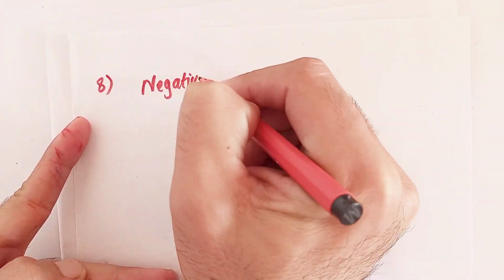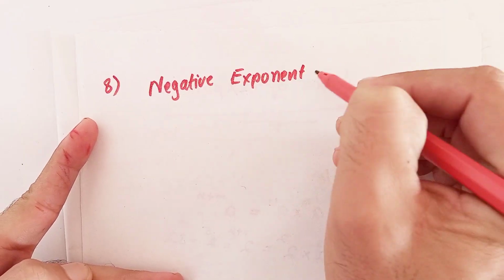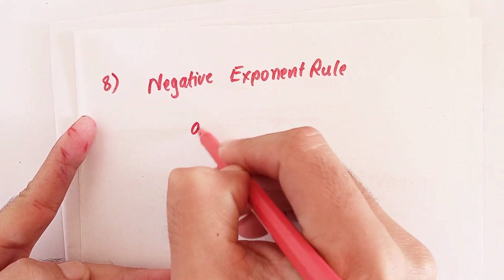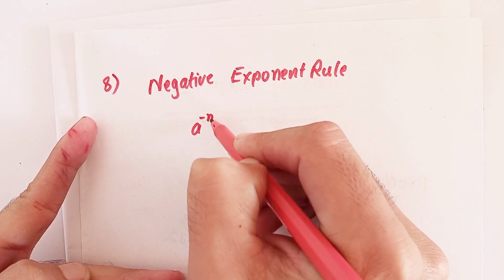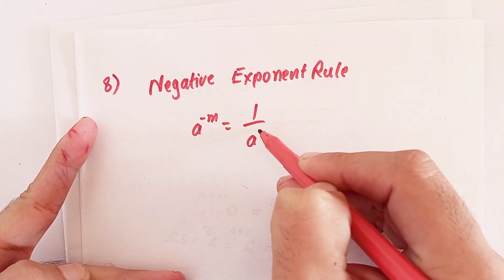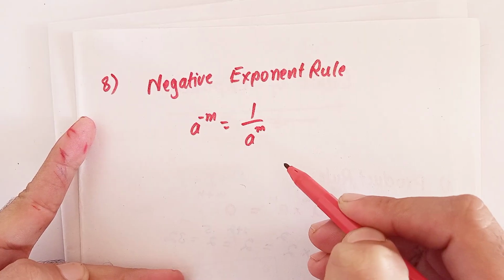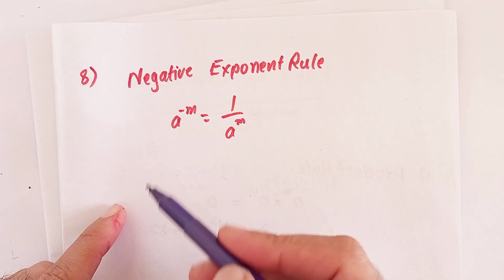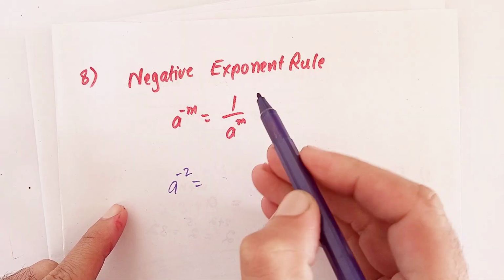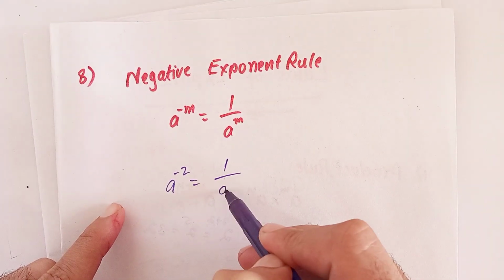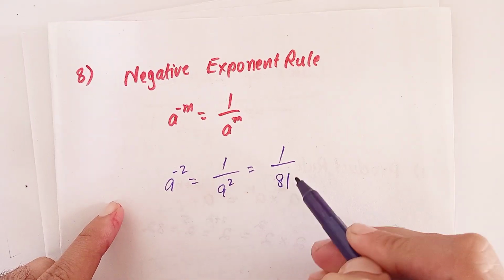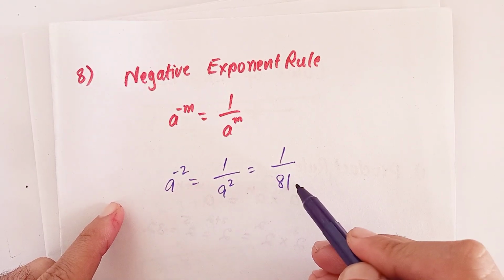Number 8 rule is called negative exponent rule. Negative exponent rule says that a raised to the power negative m is equal to 1 over a raised to the power positive m. For example, 9 raised to the power negative 2 is equal to 1 over 9 raised to the power positive 2, which is equal to 1 over 81. So 9 raised to the power 2 is equal to 81.